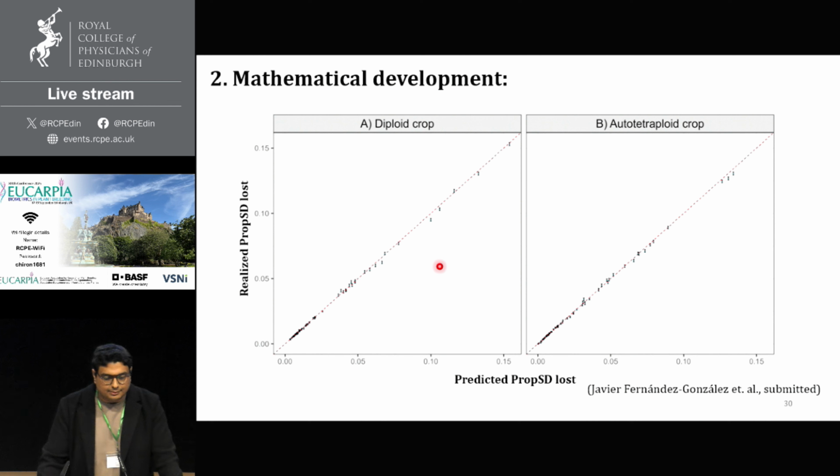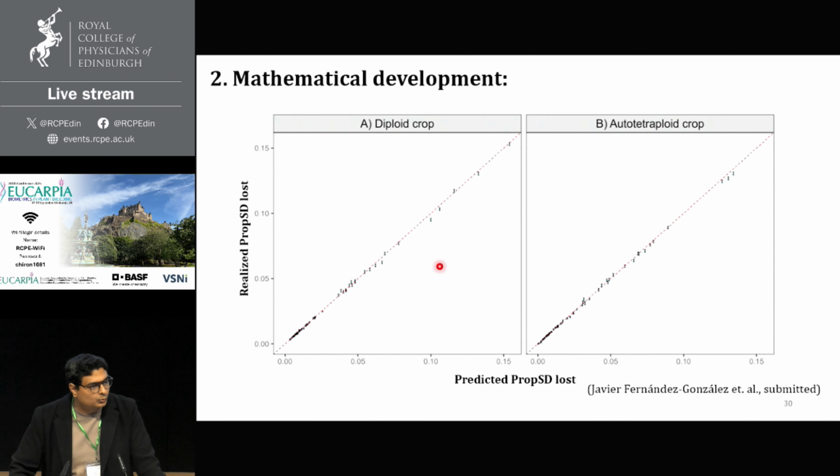This metric is interesting because what you predict or want is what you get. So you could see here almost a perfect correlation between realized and predicted ProbSD values in diploid and autotetraploid crops. However, this is under random mating of parents, which we know is not true. Under selection, this will follow closely the depletion of the genic standard deviation.